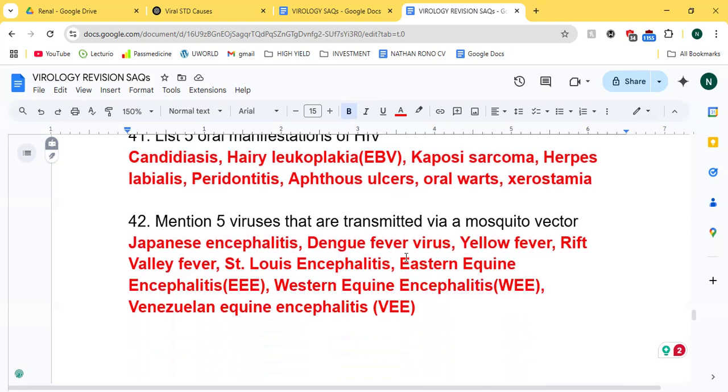Yes. Is there a question? Yeah, I was asking about herpangina, the one for Coxsackie. Can it be in HIV, the oral manifestation?